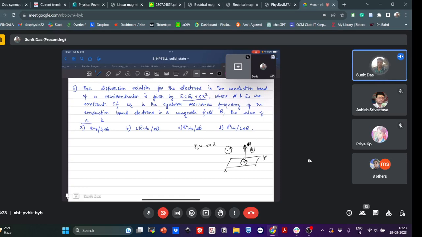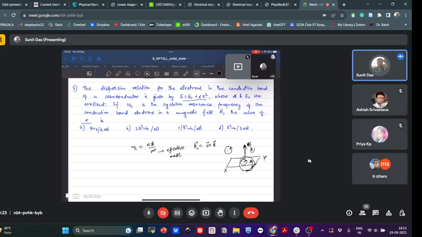V cross B. So B is along this direction. Let's say V initially is in this direction, then V cross B will be along this direction in the xy plane itself. So it will perform a circular motion. And the frequency of that circular motion is called the cyclotron frequency, and it is given by eB by m star, where m star is the effective mass that we have studied in band theory of solids.